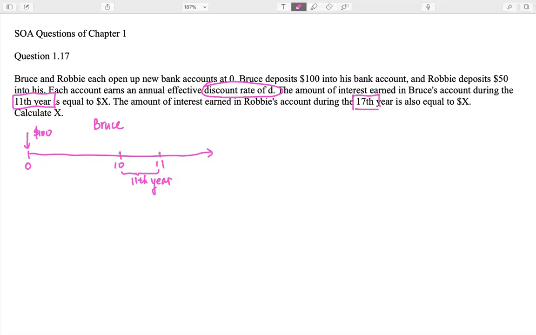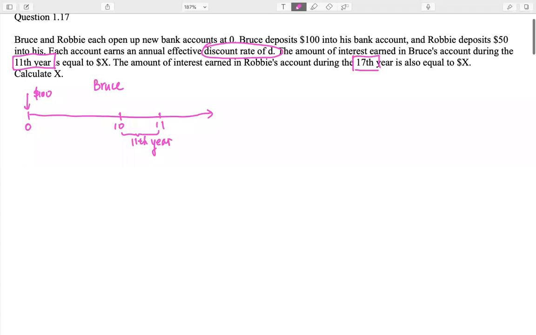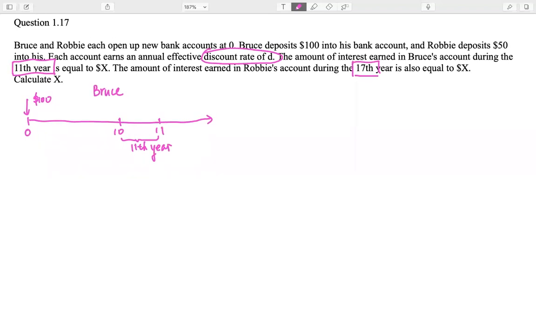So now the question is, how do I calculate the amount of interest for Bruce in the 11th year, given that I know the effective discount rate is D? So obviously, we need to analyze the meaning of D first. What do we know from D, right? From the review slides, I'm going to use the space here.